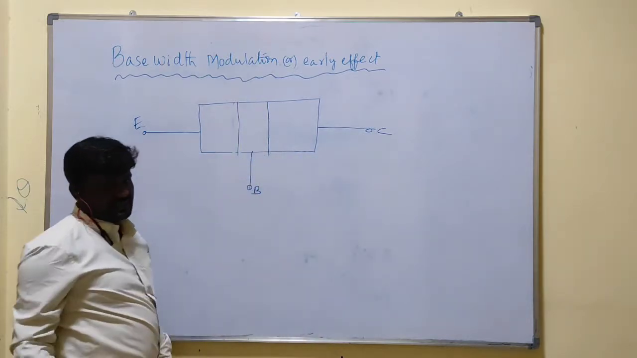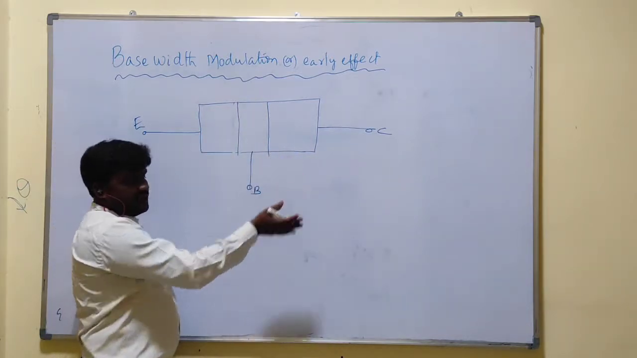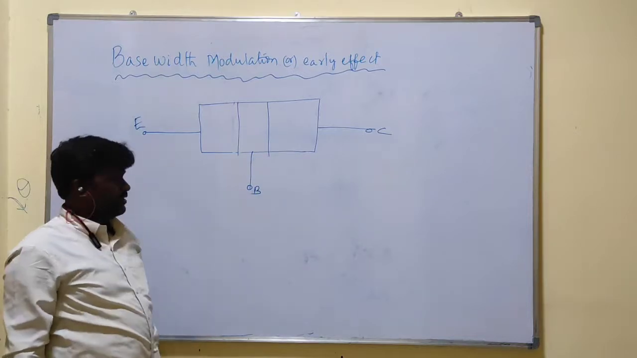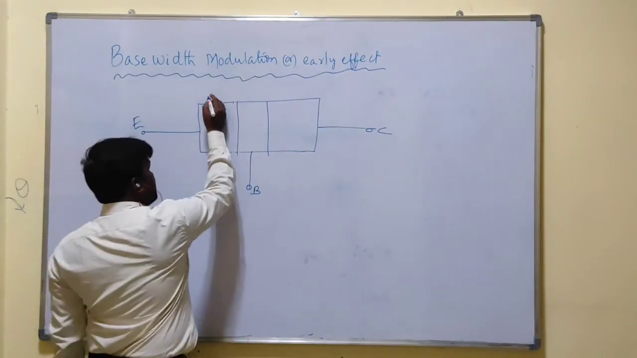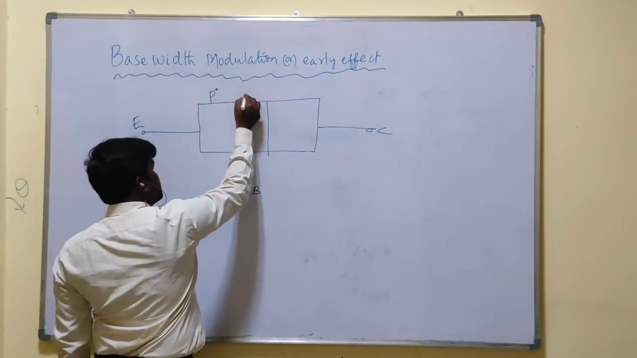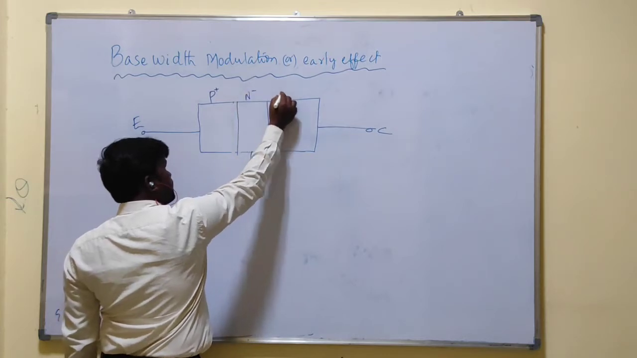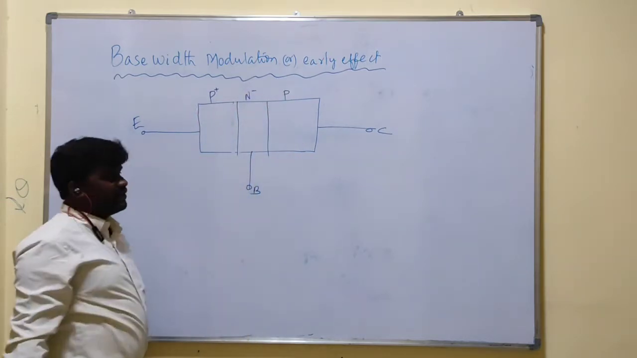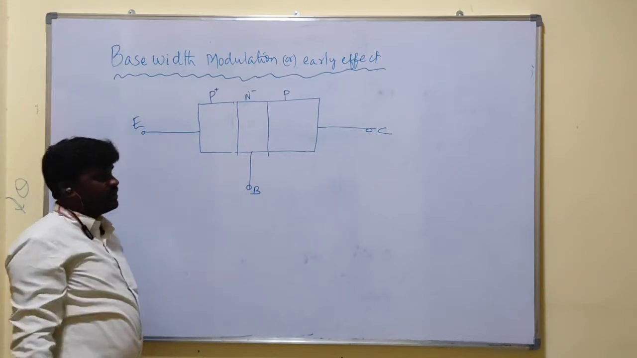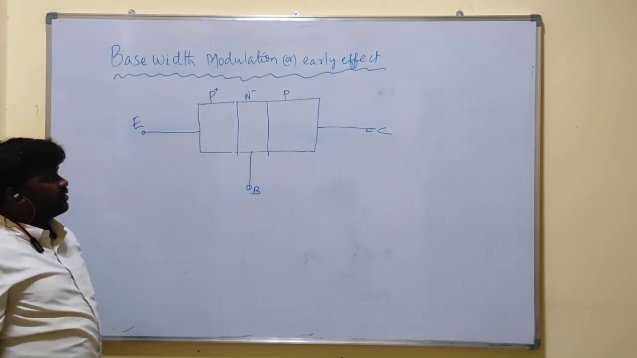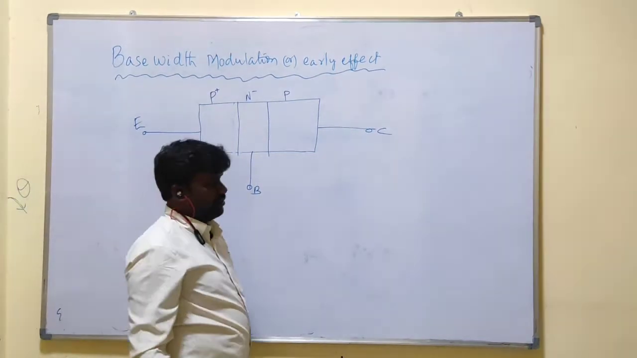The width of the base is very small compared to the emitter and collector. The width of the collector is large. And let us say it is a PNP transistor. Means what? P plus means emitter is heavily doped, N minus means base is lightly doped, and collector is moderately doped.